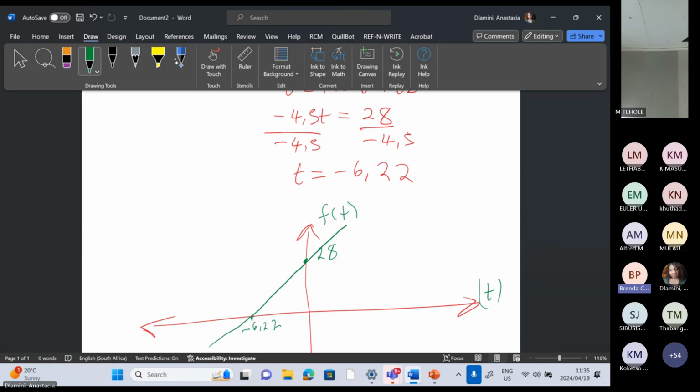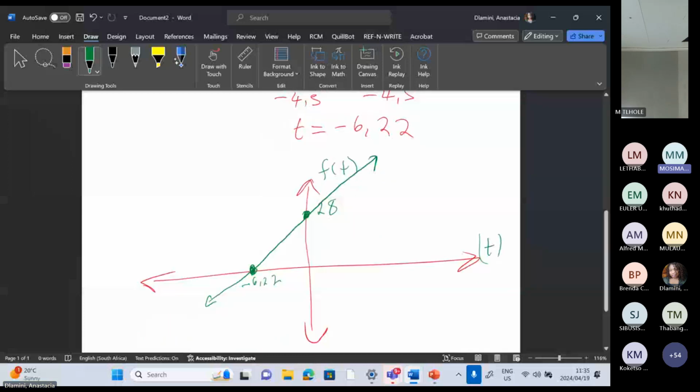Sorry, ma'am, can I ask? Yes. t stands for the number of years, isn't it? Yes. And we are having a negative number of years. Thank you. That's the question I was looking for. So, okay, please mute then. Please mute, Mosima.